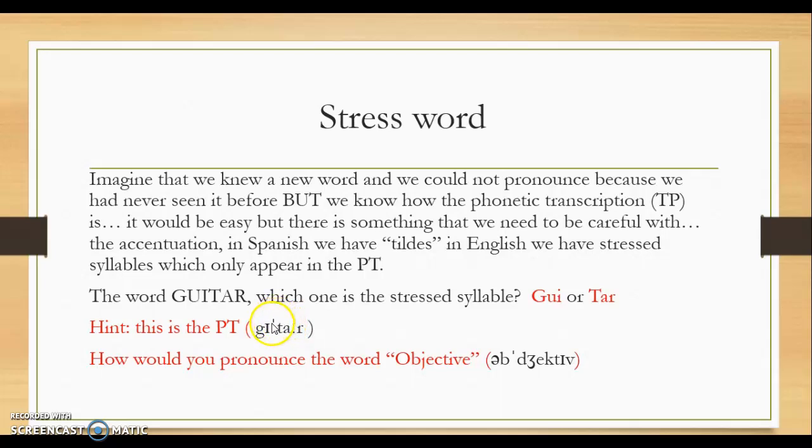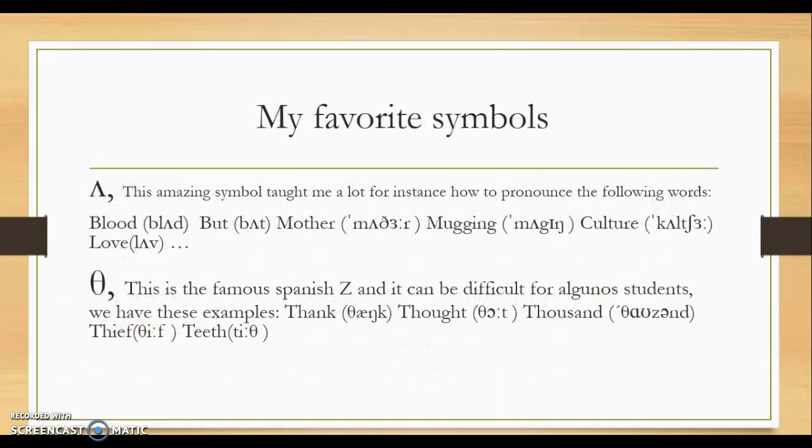This little apostrophe, which is here, is the stress syllable, okay? That means that the syllable which has the strong voice is this one, and in this case is this one. So we say guitar, guitar, guitar. And in this word we say objective, because the stress syllable is this one, objective. Okay, pretty good, right? Let's continue, let's move on.